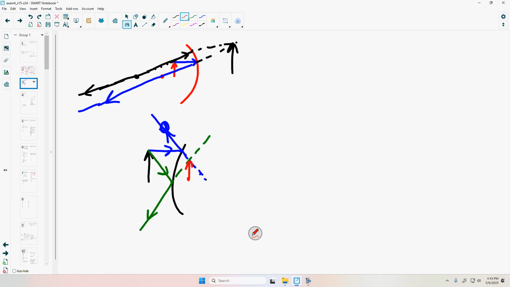For the lenses, I have a convex lens where my object is inside the focal point.